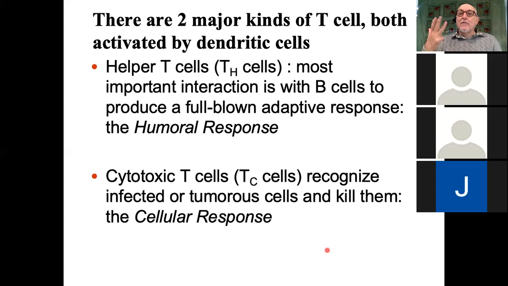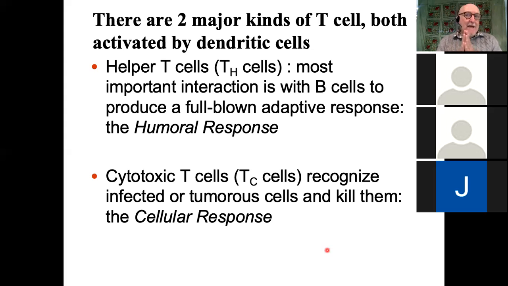We are going to talk about 3 particular lymphocytes. There are others, but we are going to just talk about 3. And these are, first of all, the B cells. The B lymphocytes are those which are going to end up producing antibody. The other lymphocytes that we are going to consider are the T lymphocytes, and there are 2 kinds. These are the helper T cells, often just abbreviated TH cells. And their most important interaction is with B cells. They are the ones that kick the B cells into full activation.